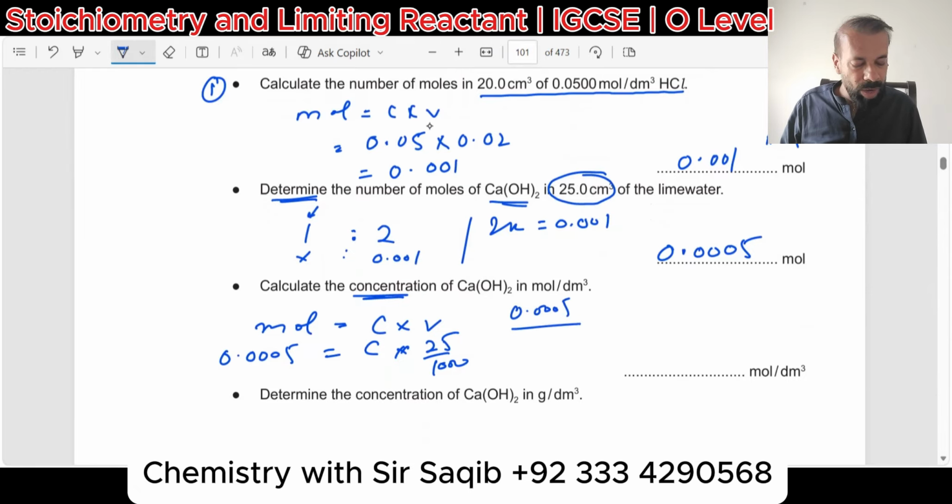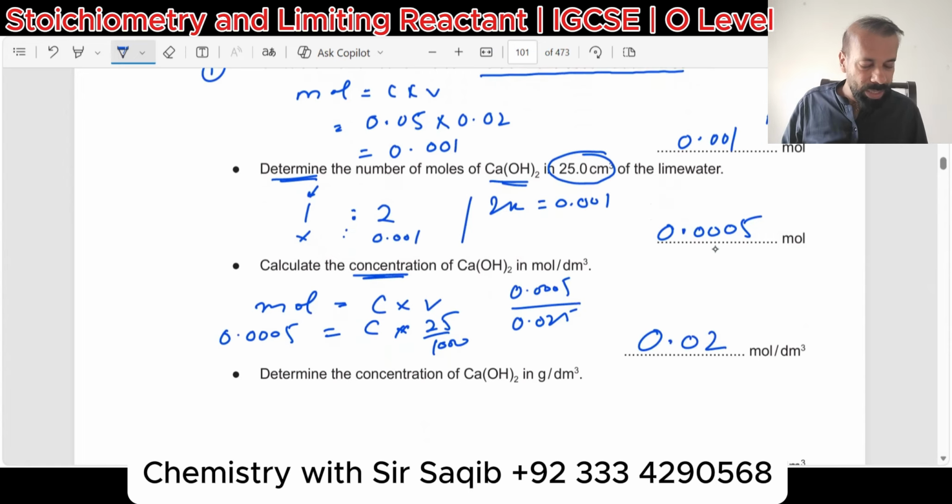0.0005 divided by 0.025 is equal to 0.02 mole per dm cube. This is the concentration in mole per dm cube.